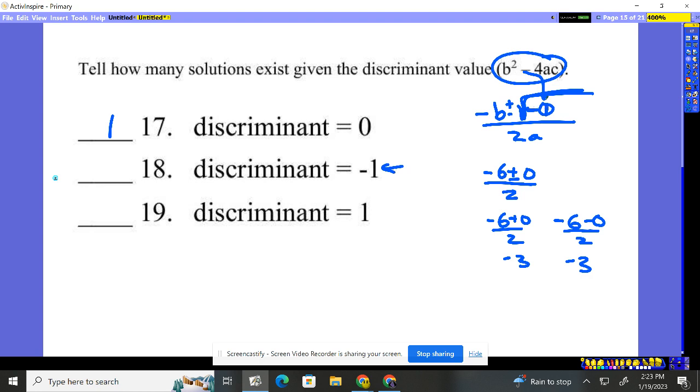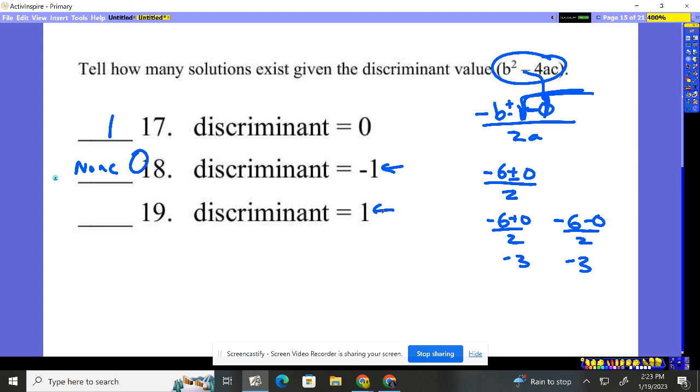If you have a negative underneath here, if that b squared minus 4ac comes out to be a negative number, in this case, negative 1, can you take the square root of negative 1? No, the calculator says error, because you can't do it. That means there's no solutions here. So I don't care if you write none or you just say there's 0 solutions. Nobody's going to work if it's negative.